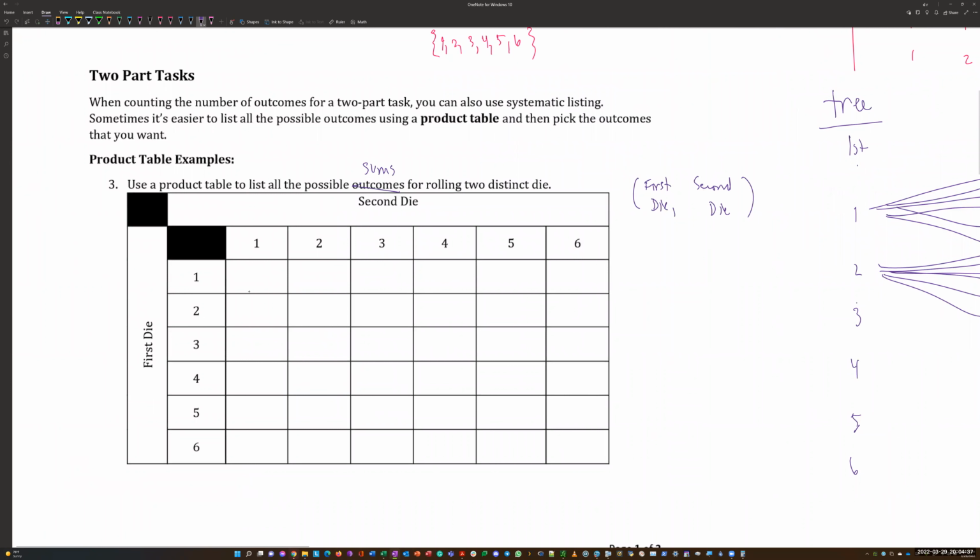1 plus 1 is 2. 1 plus 2 is 3, 4, 5, 6, 7. 2 plus 1 is 3. 2 plus 2 is 4, 5, 6, 7, 8. Does it make sense how I'm filling this out? Yes. This would be 4, 5, 6, 7, 5, 6, 7, 8, 9, 6, 7, 8, 9, 10, 7, 8, 9, 10, 11, 8. Wait, what are we doing, Professor? Finding the sum of the 2 dice.